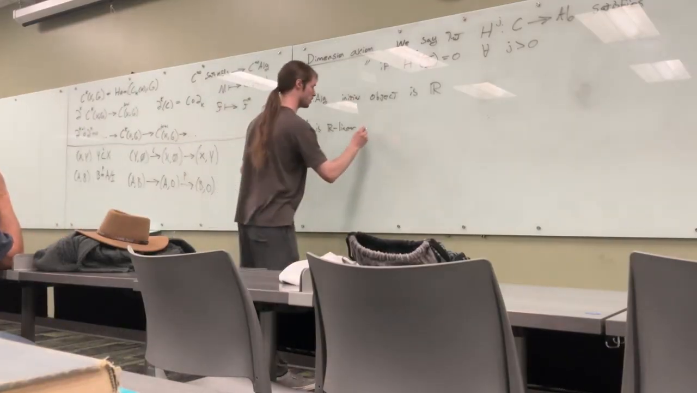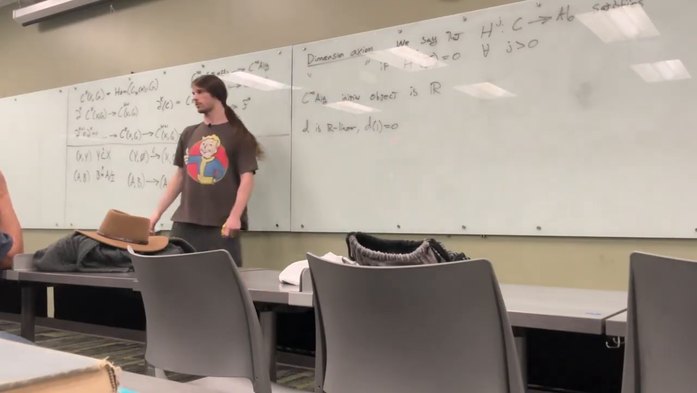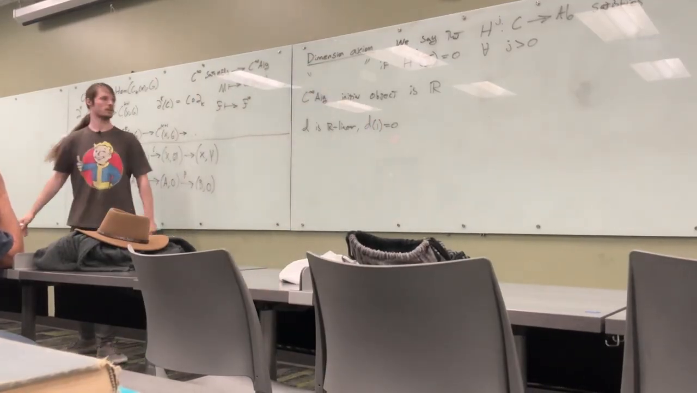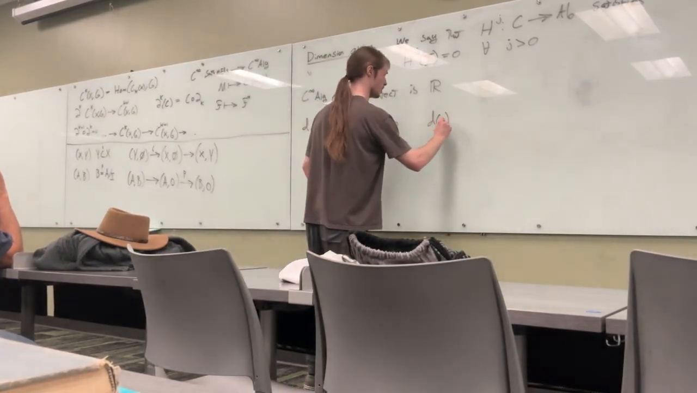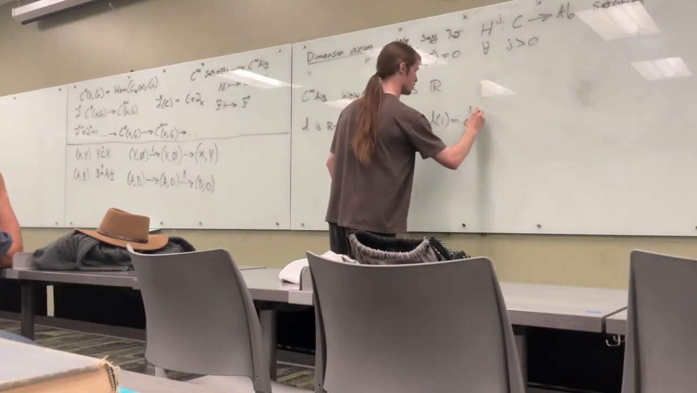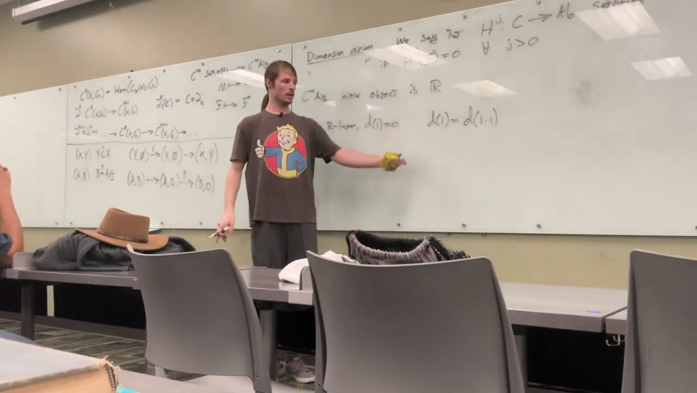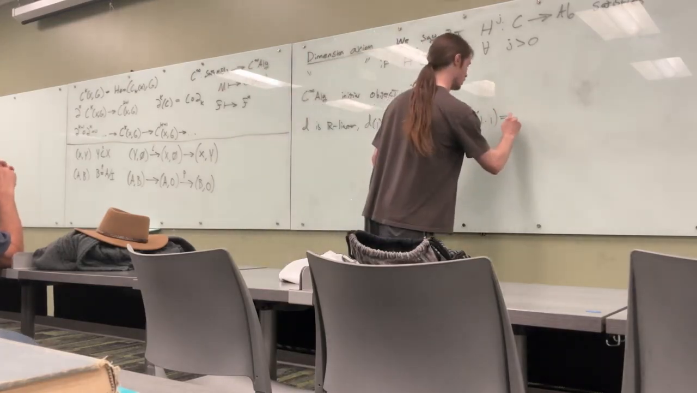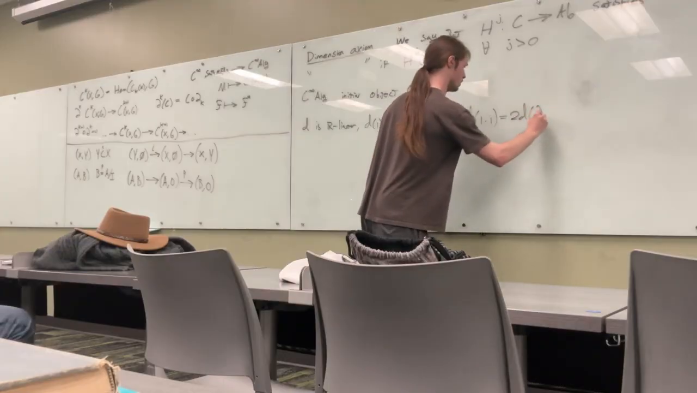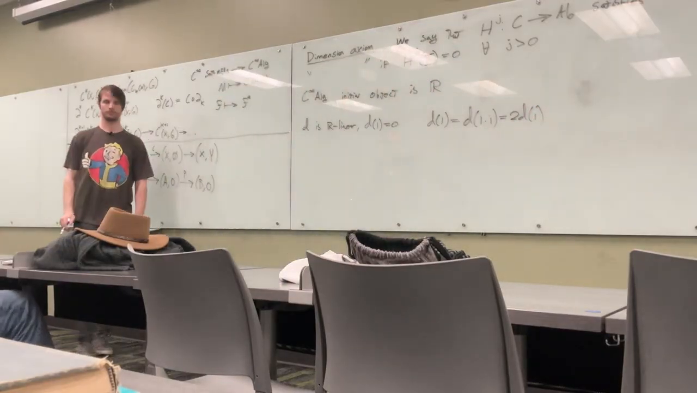And D maps 1 to 0. We saw why that was true last time. Might as well show it again because it's really not hard to see. So it's equal to D1 times D1, or D1 times 1. But now we get to use the product rule, the Leibniz product rule. And now it's obvious. D1 has to be 0.